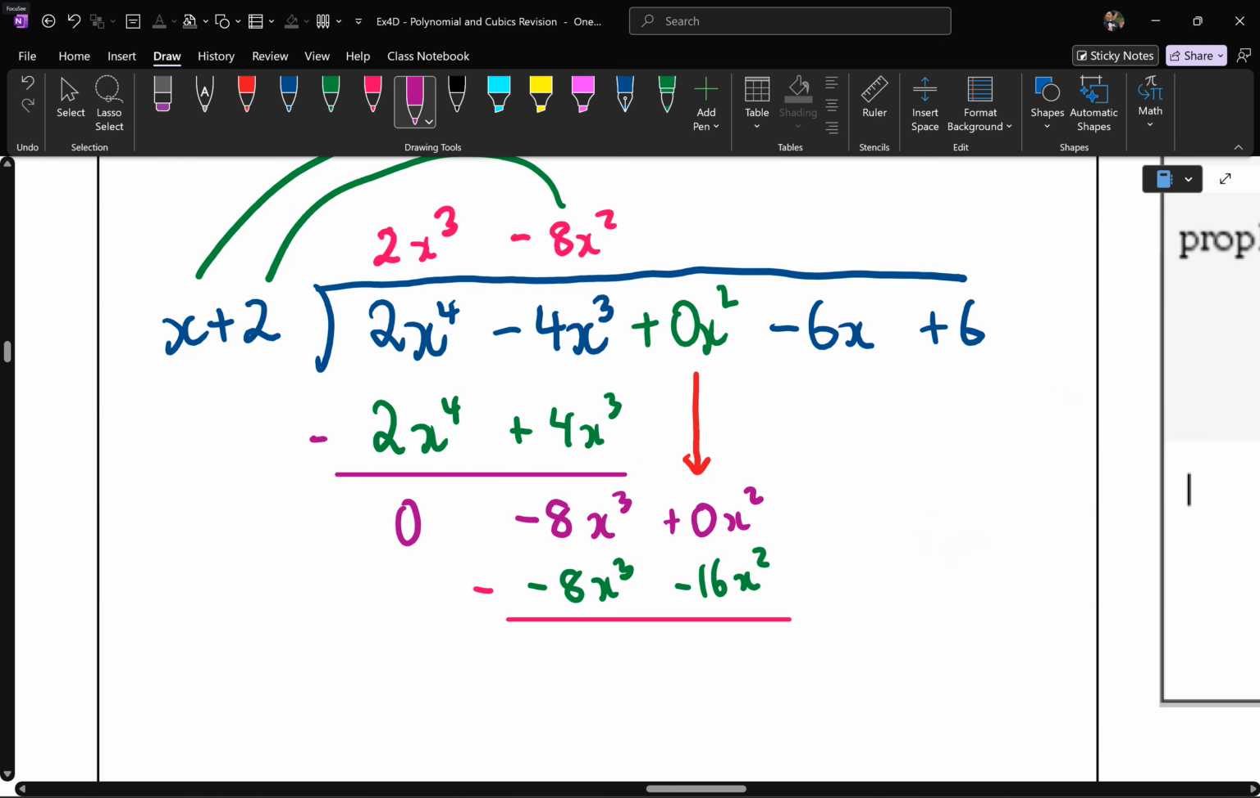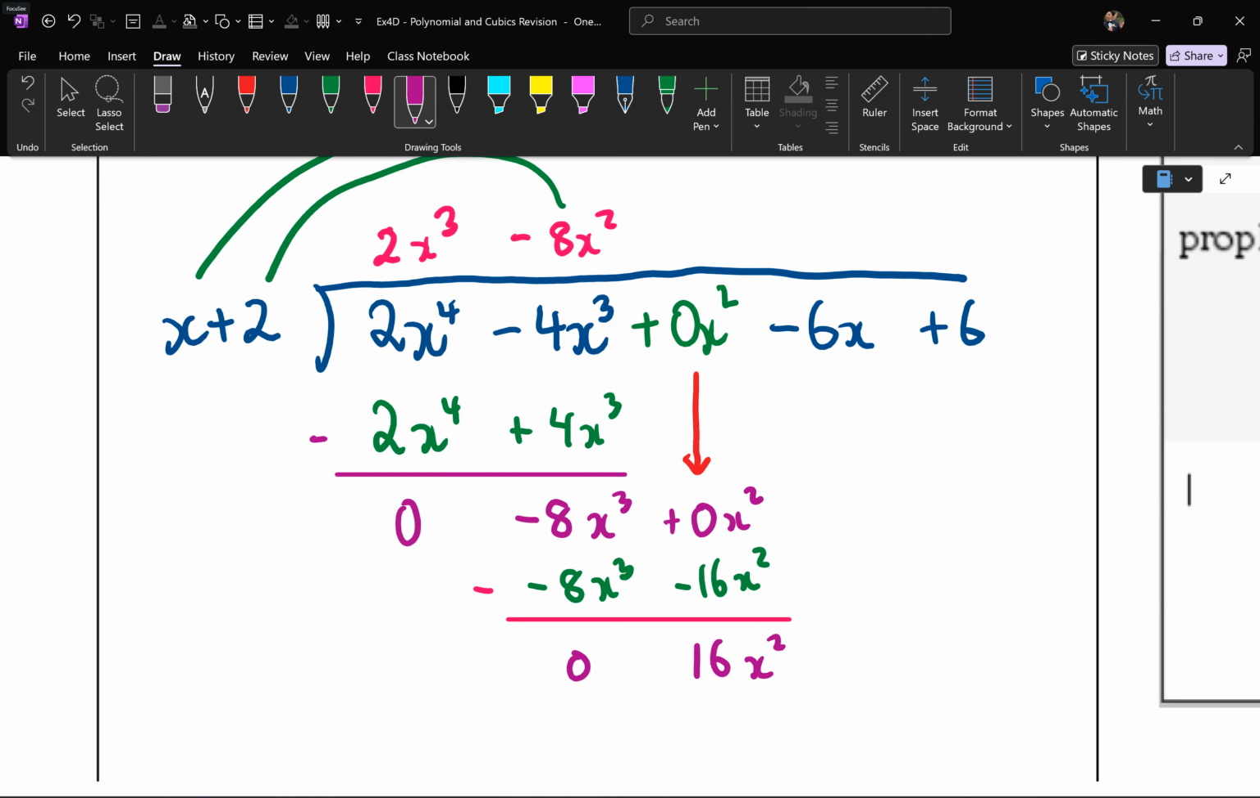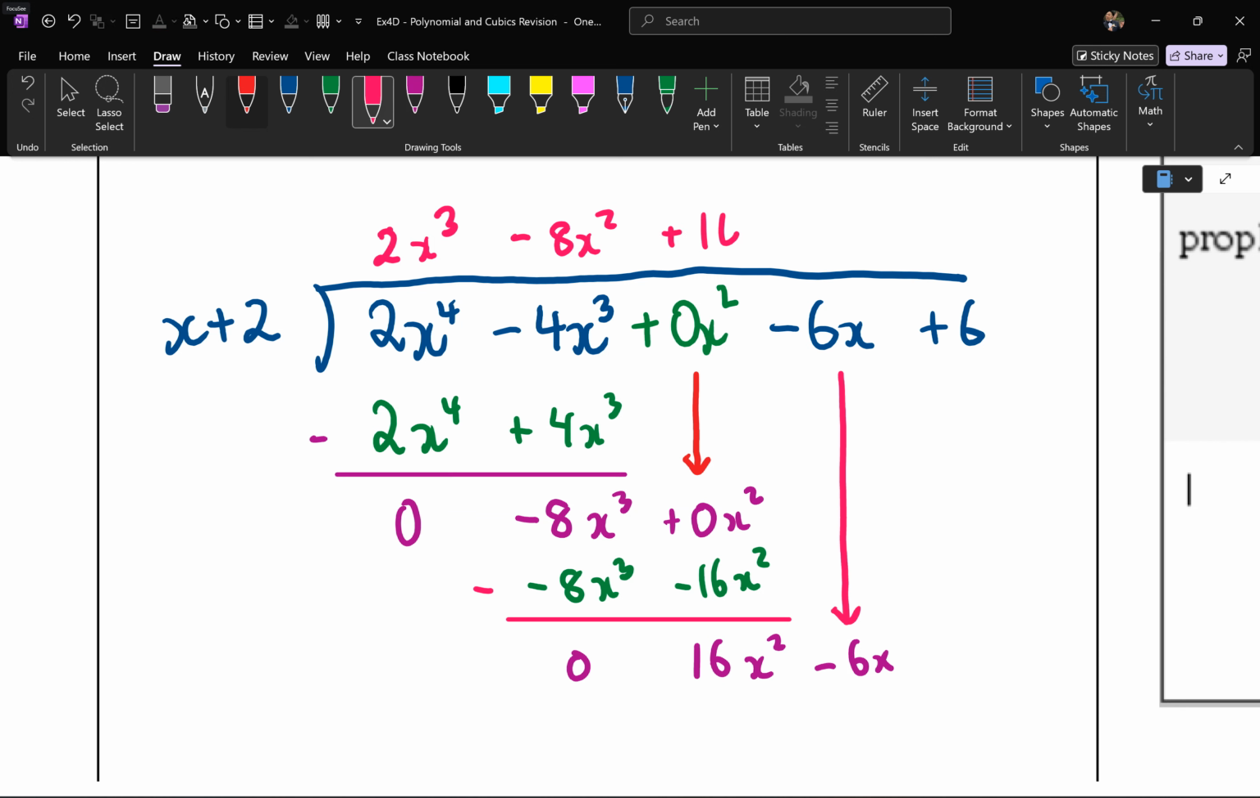Finding the difference, that gives me now, we know that's going to give you 0 because double negative is positive. And then 0 minus the negative 16 is actually positive 16x squared. Same thing. Drop down the next one. Negative 6x. Next person. Tara. What goes on the top? 16x. Very good. So it's positive 16x.